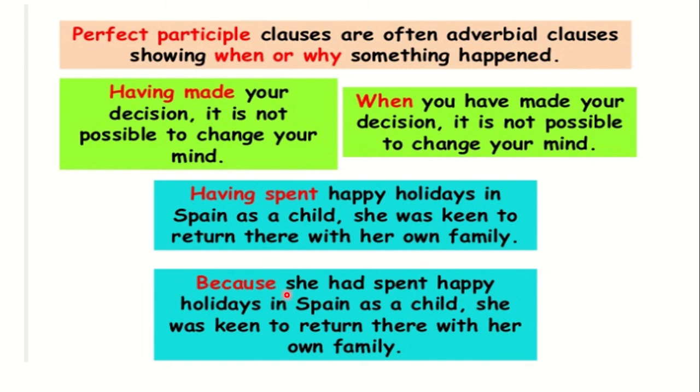One more sentence here. Because she had spent happy holidays in Spain as a child, she was keen to return there with her own family. So, see the use of perfect participle in the sentence above. Having spent happy holidays in Spain as a child, she was keen to return there with her own family. So having spent here is perfect participle and it has been used as an adverbial clause.